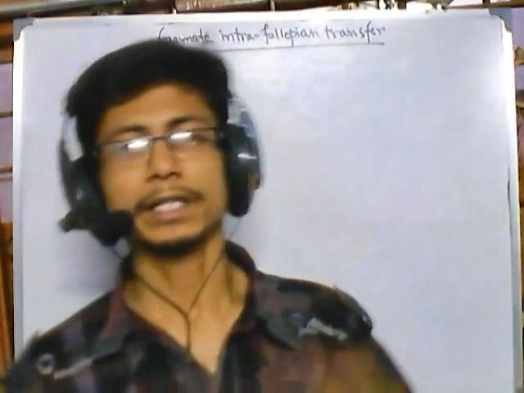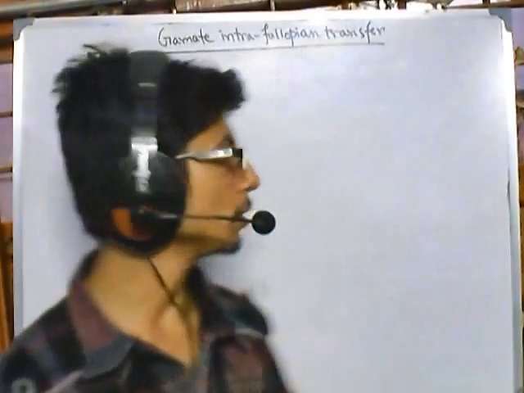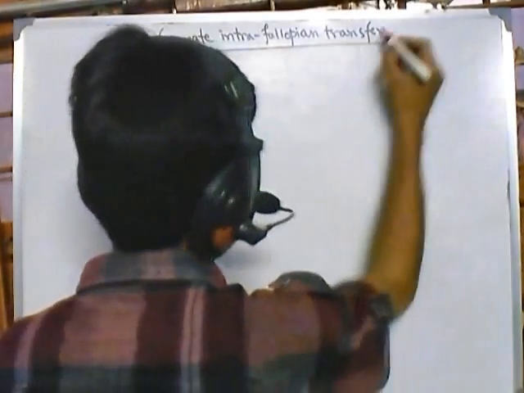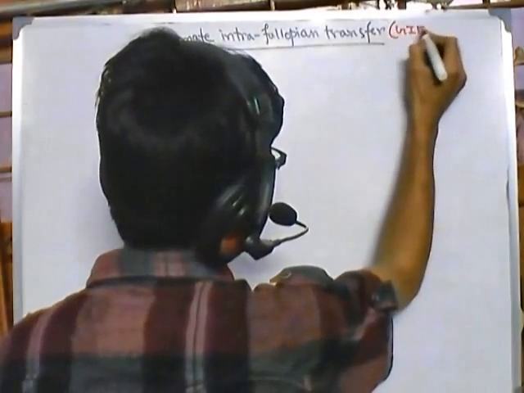Welcome back, friends. In this video tutorial we'll be talking about gamete intrafallopian transfer, which is a part of artificial reproductive technology, and this is also called GIFT, or gamete intrafallopian transfer.